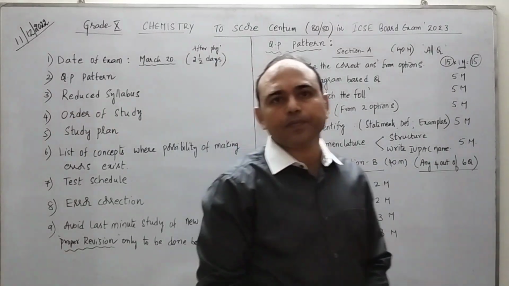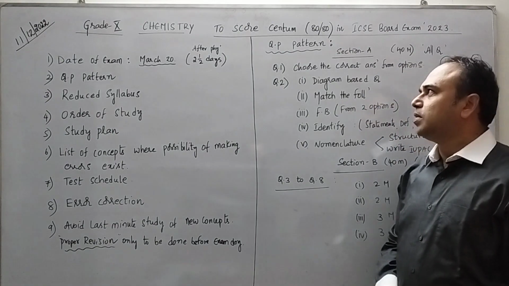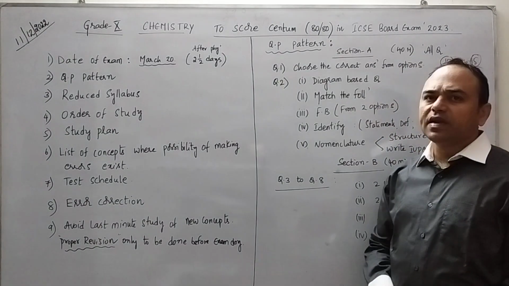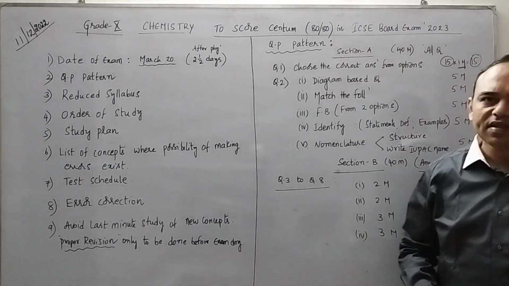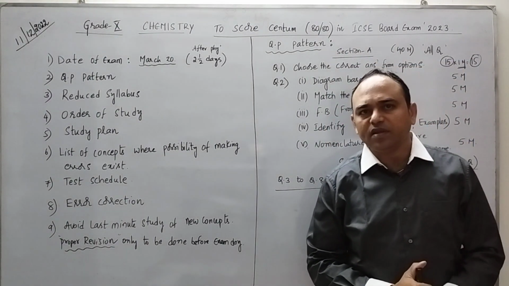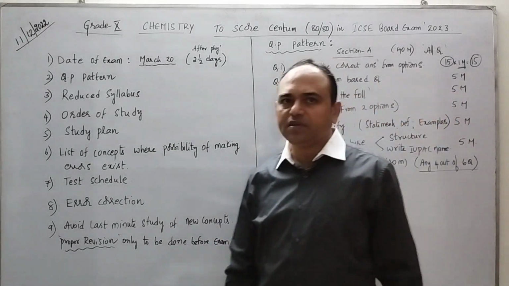Good morning, students. Today we are discussing an important thing, that is, in grade 10 chemistry, how to score 80 marks on 80 in the ICSE board exam 23. For that we need to concentrate on these 9 points.